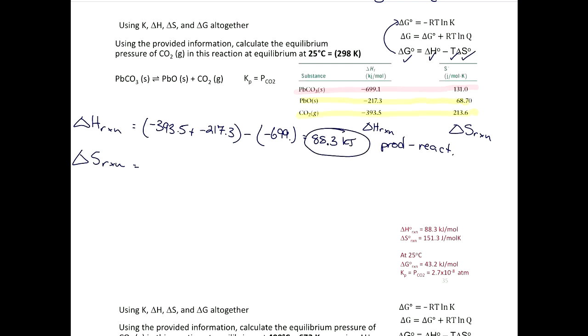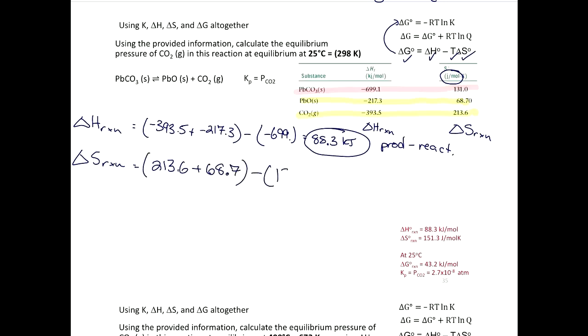And now delta S. Do note that the unit is a little bit different. It's joule per mole Kelvin, so it's not kilojoule, it's joule. So you got to make sure that those units match before we move on to the next step. I like entropy because all the numbers are positive. I feel safe subtracting positive numbers.